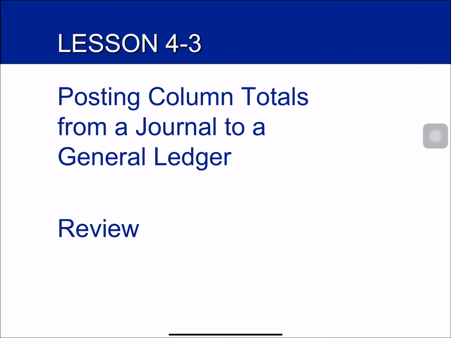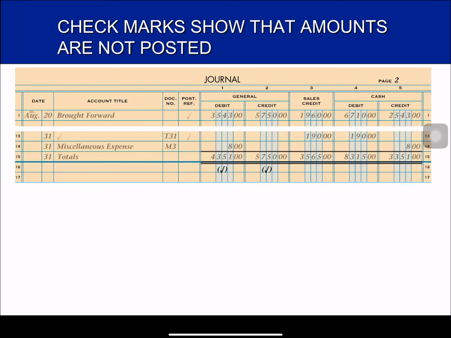Okay, so far we've posted individually. Now we're going to go to posting column totals from a journal to a general ledger. Remember, check marks show that amounts are not posted. You can remember from here we didn't post anything from those amounts.